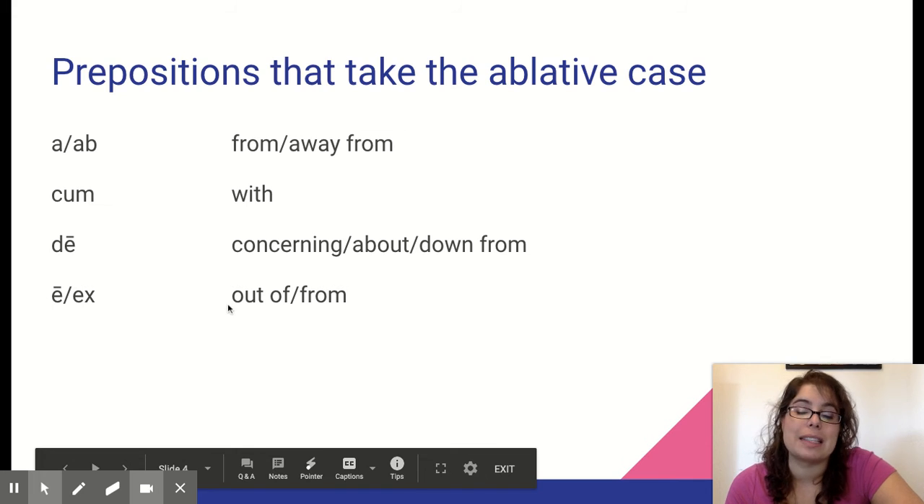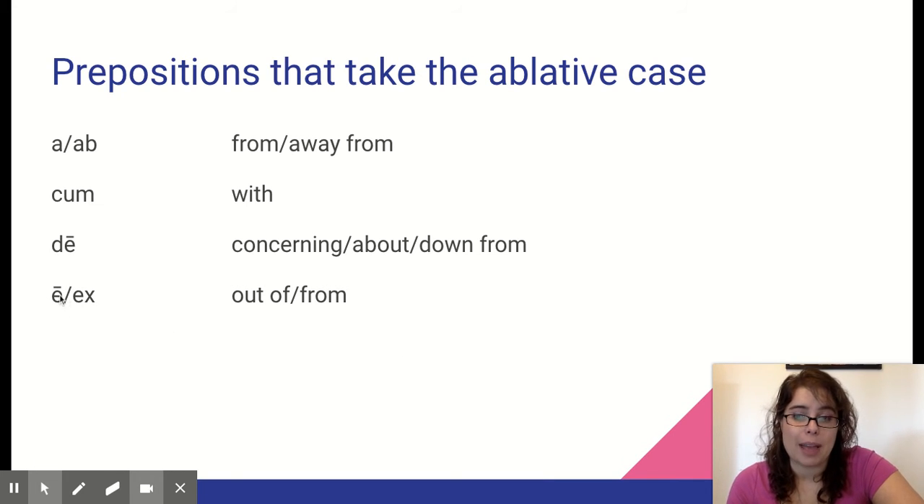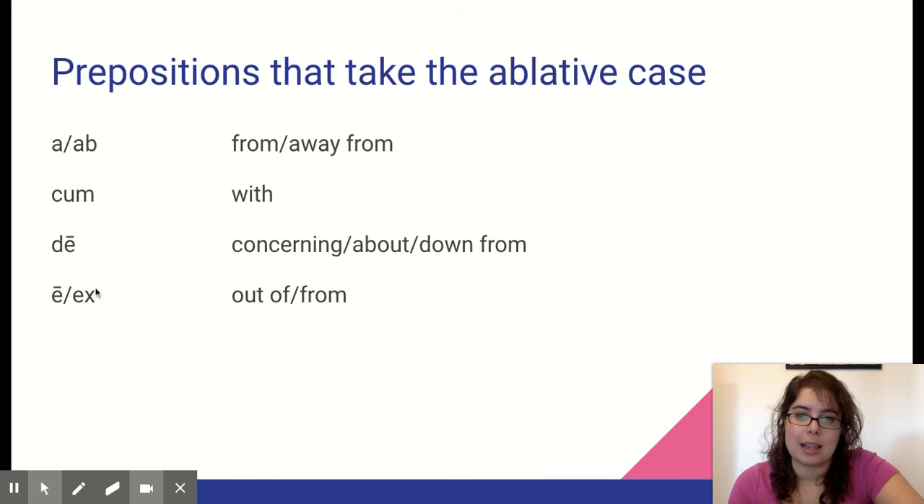So a or x means out of or from, and we've seen the verb exit, exeo, exire, meaning to go out or to leave. It's related to our word exit in English. So the X form is a bit easier to recognize that. It's just knowing that the A, that just E by itself, means the exact same thing.